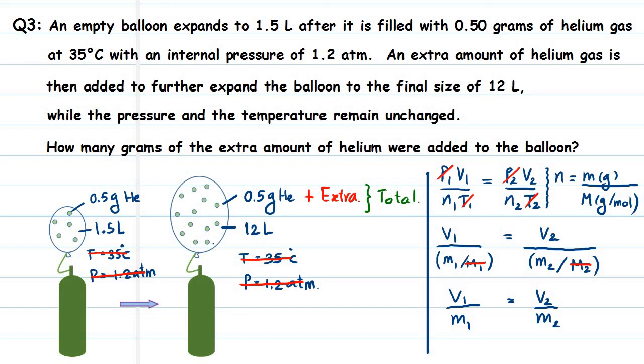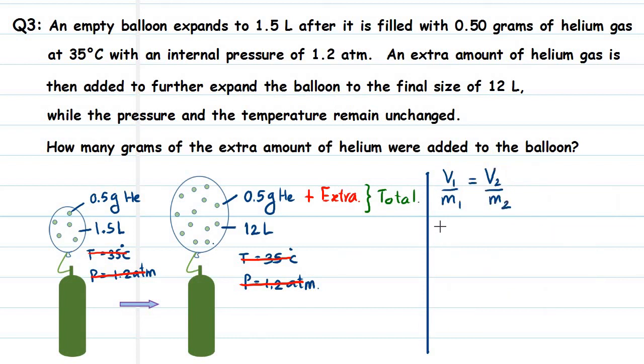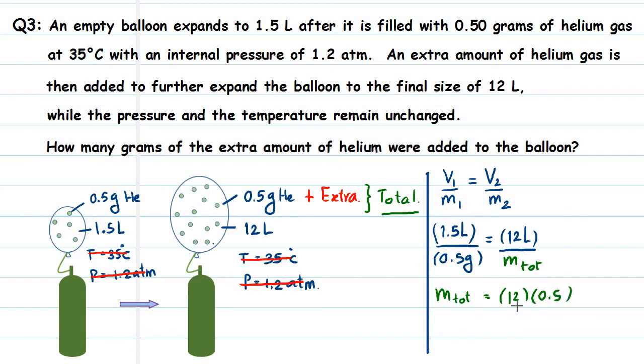I'm gonna move our new formula up a little bit. V1 is 1.5 liter and M1 is 0.5 gram. V2 is 12 liter and M2 is the total mass, so let's say M total from here. So we can get M total to be equal to 12 times 0.5 over 1.5. That can cross out to be 3. So we're gonna get M total to be 4 gram here.